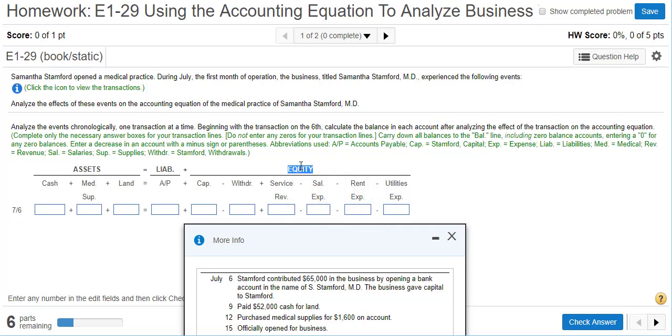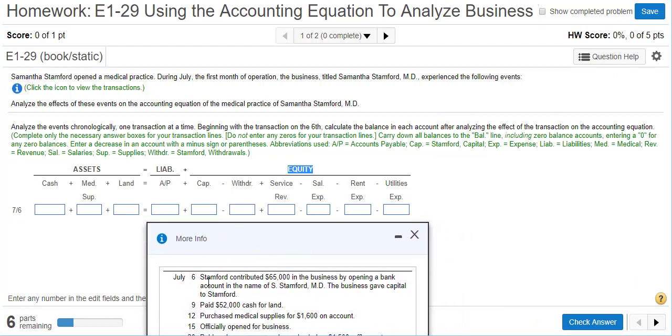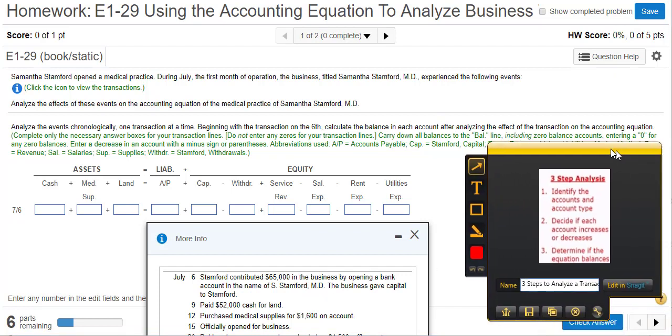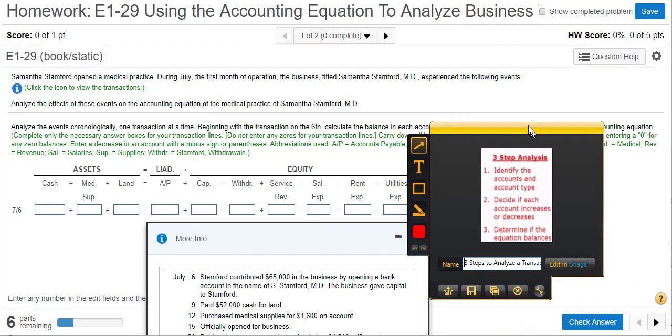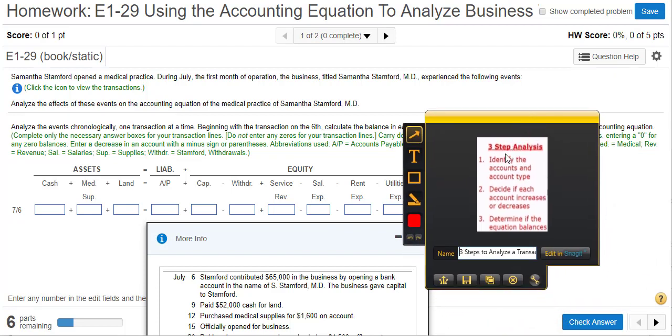All right, now we can start analyzing these transactions. The first transaction we have is July 6th. Stanford contributed $65,000 in the business by opening a bank account in the name of S. Stanford, medical doctor. The business gave capital to Stanford. All right, so remember the 3 steps to analyzing transactions. We're going to do this a lot, so after a while this will get pretty easy. But at first it's new to us, so it may seem a little strange. The 3 steps are from our slides, from our PowerPoint and the video.